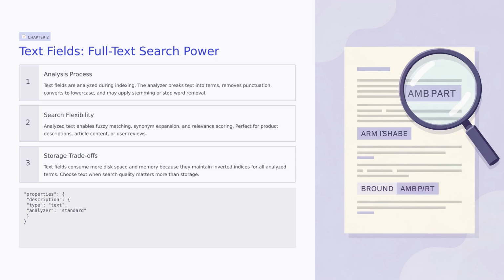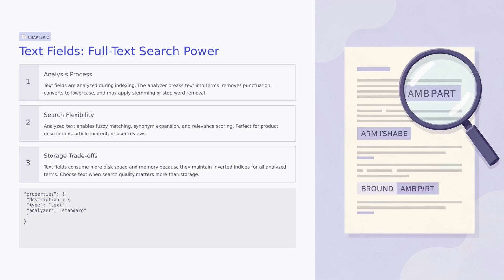In the realm of full-text search power, text fields play a pivotal role. As text is indexed, it undergoes meticulous analysis, broken down into terms, stripped of punctuation, and even subject to lowercase conversion, stemming, or stop word removal.